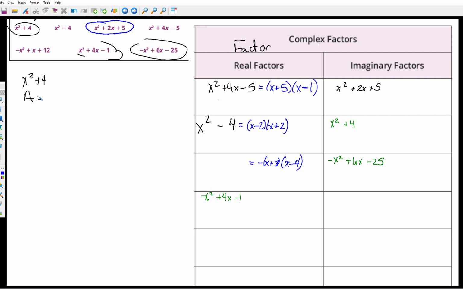we need to have a is equal to 1, b is equal to 0, and c is equal to 4. We're going to plug it into our discriminant, which is b squared minus 4ac. And so 0 squared minus 4 times 1 times 4. So negative 16. Now, we're going to use that discriminant to go inside the quadratic formula.